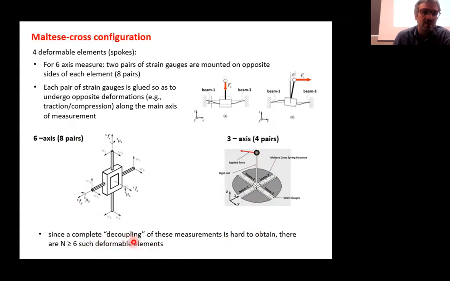And why 8 pairs? Because ideally we need 6, but it's very difficult to obtain a nice measure with only 6 pairs. So normally you use more to have some redundancy.